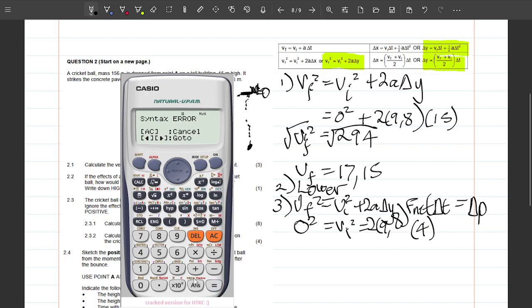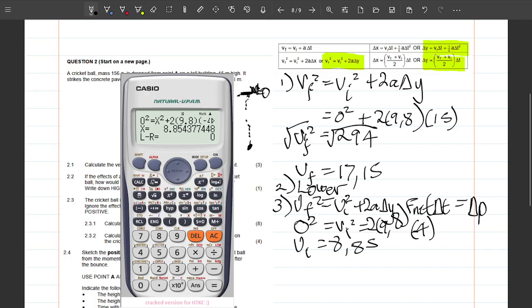Okay, and then I have a syntax error there because I'm supposed to be hitting the solve button instead. Genius. Okay, so I get about 8.85 there, and I need to change this. The 4 has to be a negative. So I get a vi of 8.85. Remember they said take downwards as positive. That's why this one is negative. Going down was what they told us to take as positive. So because this ball is going up, we would have the distance being a negative.